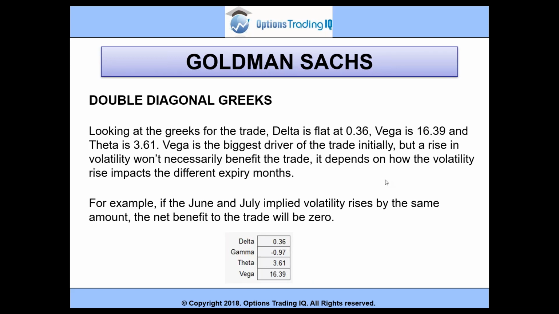Delta is basically flat, 0.36. Vega is positive, 1639, and Theta is also positive at 361. So you can see Vega is the biggest driver of the trade initially, but a rise in volatility won't necessarily benefit the trade. It depends on how the volatility rise impacts the different expiry months. For example, if the June and July implied volatility rises by the same amount, the net benefit to the trade will actually be zero. So again, we want the June options to decline in implied volatility. We want the July options to rise or stay steady.